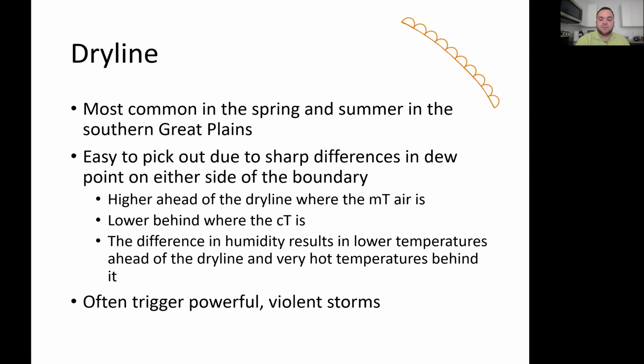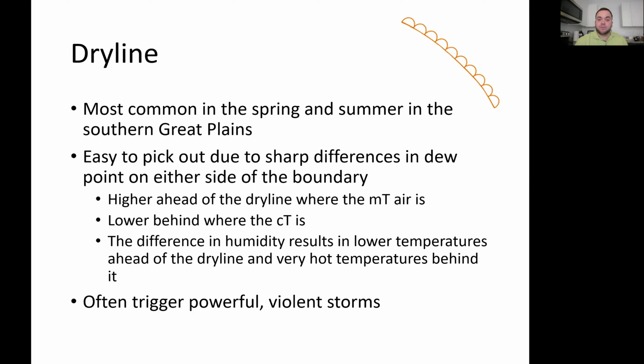And the difference in humidity results in lower temperatures ahead of the dry line and very, very hot temperatures behind it. So we can also see in a lot of cases a difference in temperature. It's easiest to pick out the dry line when you look at a measure of humidity, such as the dew point. But in a lot of cases, we can also see a pretty noticeable change in temperature because in the humid air, the air temperature is not able to get quite as warm as the air that is much drier. We're able to reach a higher temperature. So we typically find hotter temperatures behind the dry line and relatively cooler temperatures ahead of the dry line. It's still going to be very, very warm, if not hot, but relatively cooler.